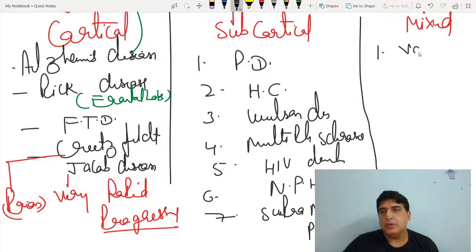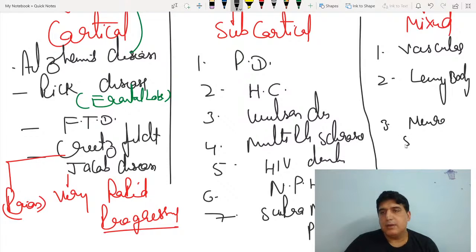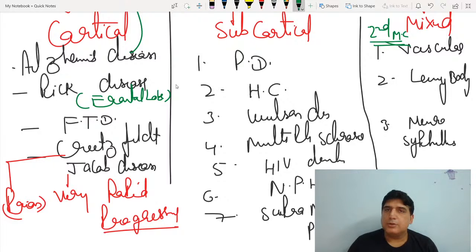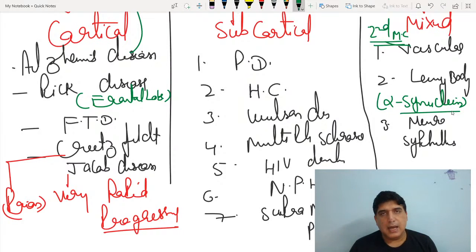Mixed dementia is vascular, Lewy body dementia, and neurosyphilis. Second most common type of dementia is vascular dementia. So most common type is Alzheimer disease. Second most common type is vascular dementia. Alpha-synuclein makes the Lewy body in Lewy body dementia. So Lewy bodies are made up of alpha-synuclein in Lewy body dementia. Cortical, subcortical, and mixed dementia.